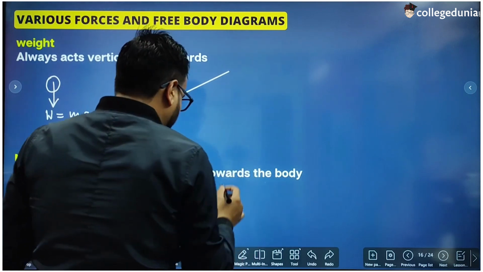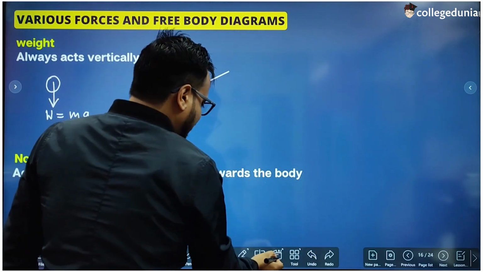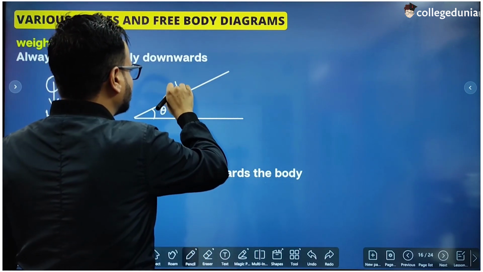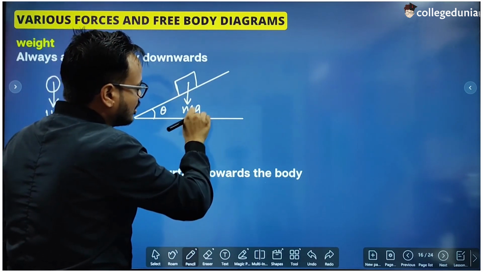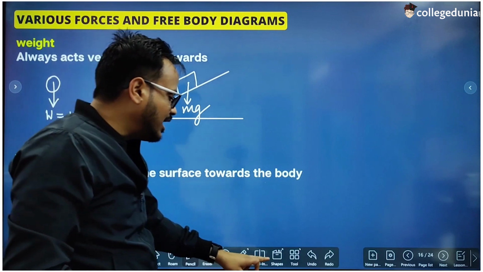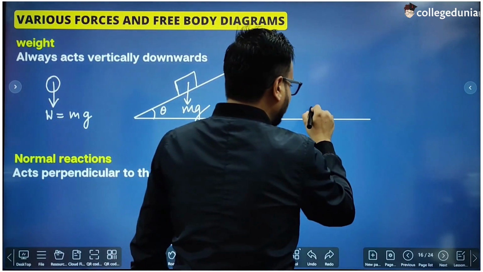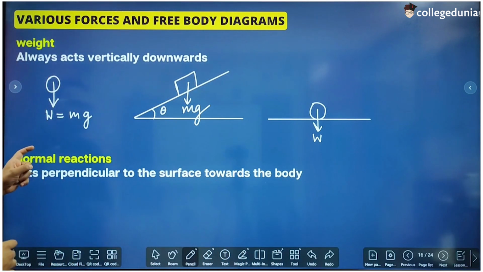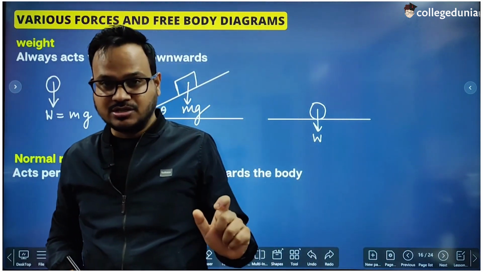If the body is kept on an inclined plane, this surface which is inclined at some angle theta, then even then the weight will act vertically downward. If the body is in air, or it is kept on an inclined plane, or it is kept on a horizontal surface, nothing changes. Weight will always act in vertically downward direction, and this force acts from the center of the body, and this force will be taken in each and every question we will discuss.